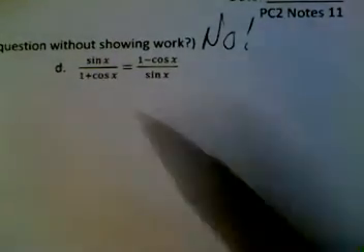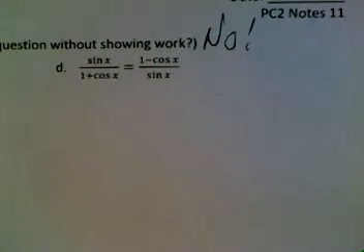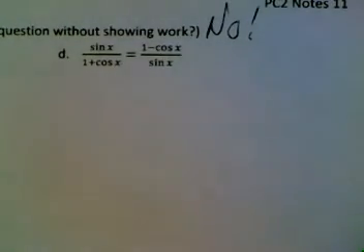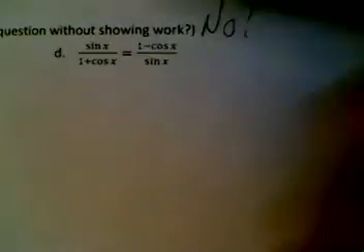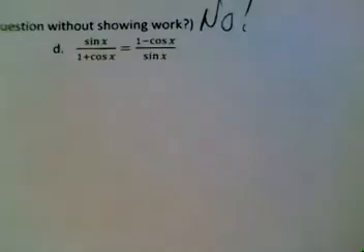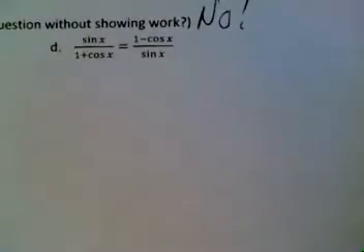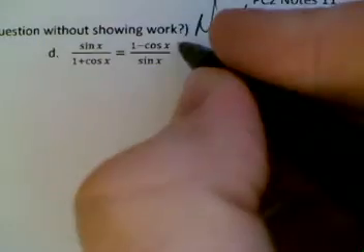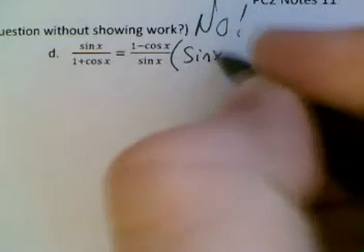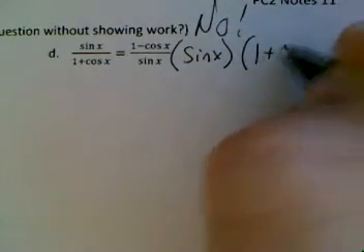Okay. Let's go ahead and look at this next one. Now, there's a couple different methods to work through this particular problem. I'm not sure what's the most efficient. Okay. What I'm going to do is I'm going to say I don't like either one of these sides. I don't like the fact that they're both fractions. What I'm going to do is multiply both sides by sine x and 1 plus cosine x.